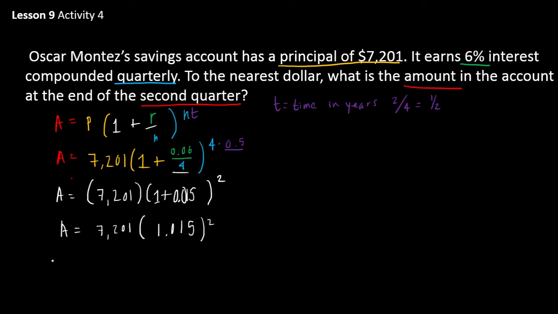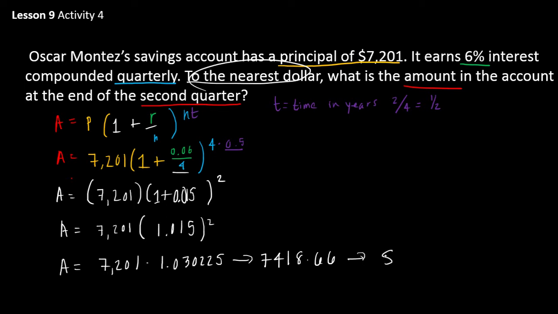squared. And from here, this is pretty easy to type into a calculator, right? So I get 7,201 times 1.030225. Notice I'm not rounding. I carry out that multiplication and I get 7,418.66. However, I'm asked to go to the nearest dollar. So I get $7,419. Again, I like color coordinating everything and setting things up one at a time and executing my calculations one at a time. I find that minimizes error.